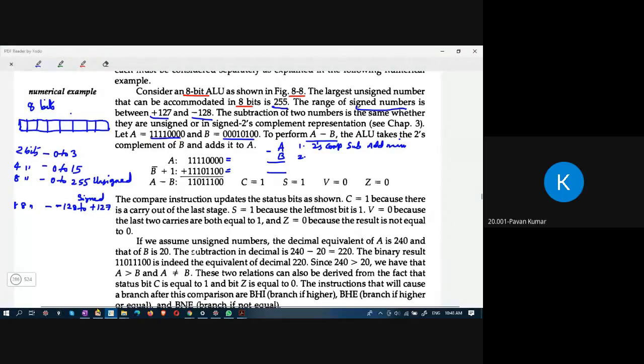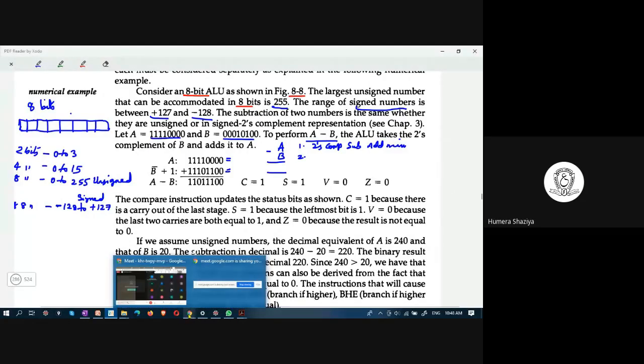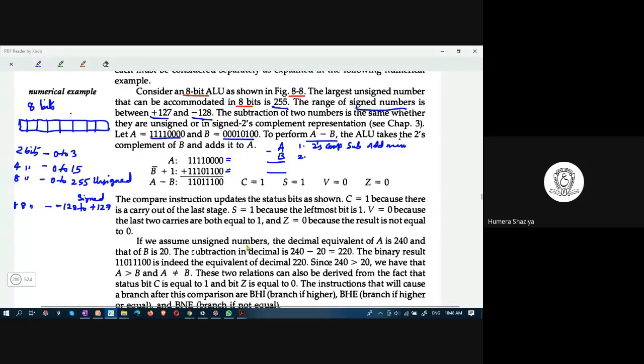By that extra carry, ma'am. By that extra carry. So if A is greater than B, an extra carry is generated. When there is a carry, you discard the carry and take the result. Otherwise, if A is less than B, what happens in this case? No carry, ma'am. There is no carry. If there is no carry, then what happens?